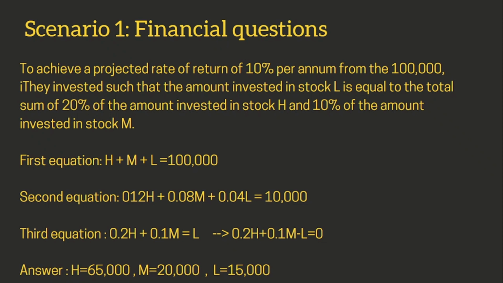Pump this into the GC and you will get H equals 65,000, M equals 20,000, and L equals 15,000. And so that's how you do it. It may sound very weird to get the third equation, but as long as you try to have an understanding of what it is, and you just pump it in, you should be able to get some nice number. Or even if it's not a nice number, it should still logically be there or thereabouts.